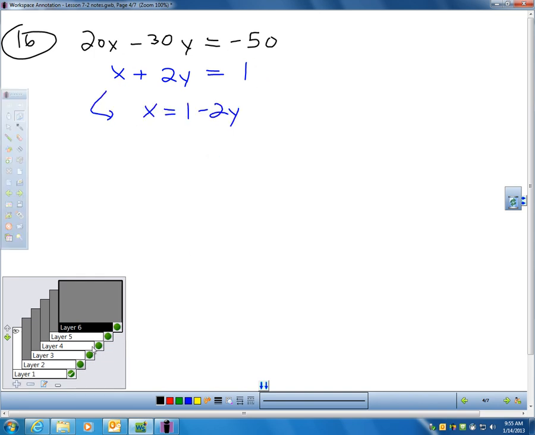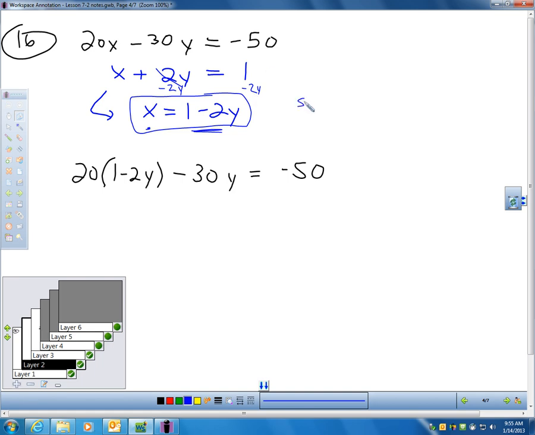So that's what I'm going to do. I'm going to get x by itself. I'll just take away 2y from each side. I just did that. If I take away 2y from each side, I will have that x is 1 minus 2y. So I have now isolated x. So that means x and 1 minus 2y are the same thing, which means now I can substitute.